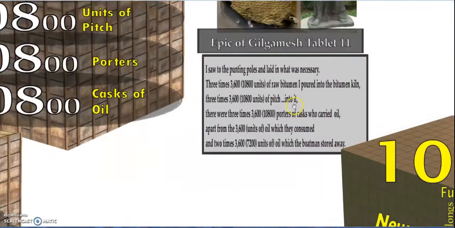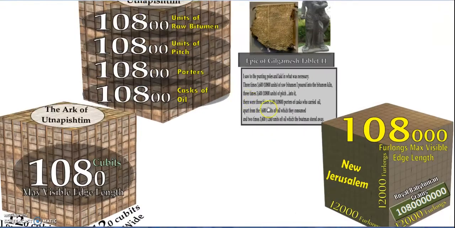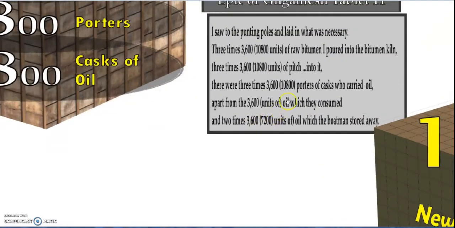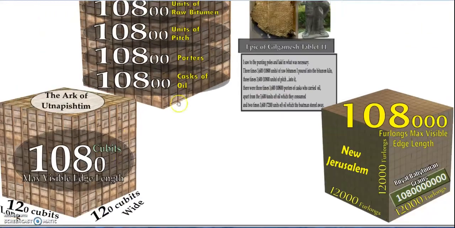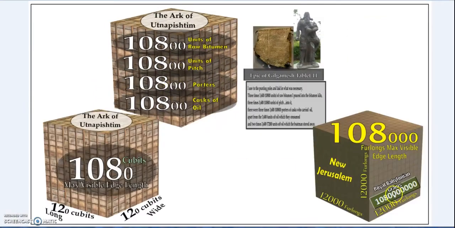But throughout the descriptions of the Epic of Gilgamesh, from the size to the elements, how much pitch bitumen was put into the construction, even how much oil was stored, for instance. But again, the descriptions, 108, it's just repeated consistently. So New Jerusalem is either 12,000 stadia in older versions, or in the King James Bible 12,000 furlongs each edge length, and 120 cubits is the description of the Ark of Utnapishtim, also called the Preserver of Life.